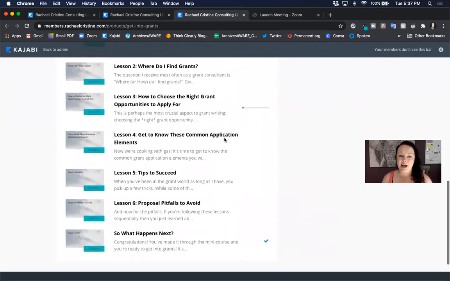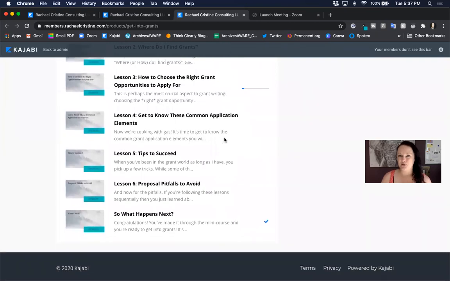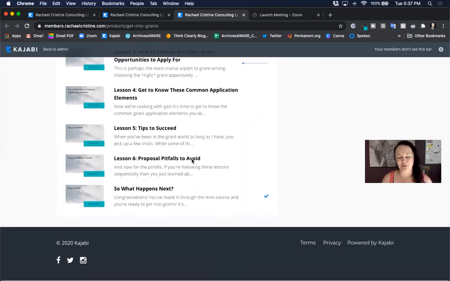We then take a look at how to choose the right grant opportunities for you to apply for. So just because there are grant opportunities out there for the museum field, for example, doesn't mean it's a good fit for you. So this leads you through some strategy in terms of how to choose the right types of grants that you would be more successful at. Then we get into an overview of common grant application elements. This is a great overview, especially if you're newish to grants. It goes through all of the elements and what sort of information should be included there. And then I wrap it up with tips to succeed and proposal pitfalls to avoid.